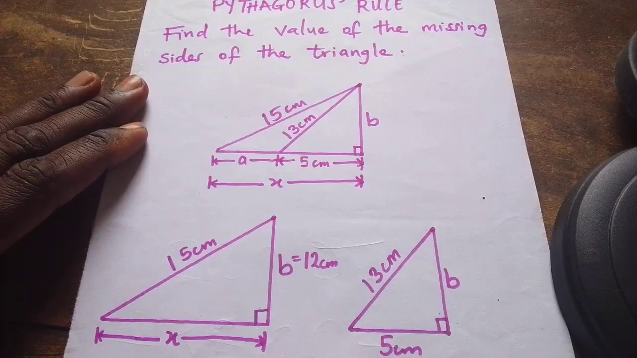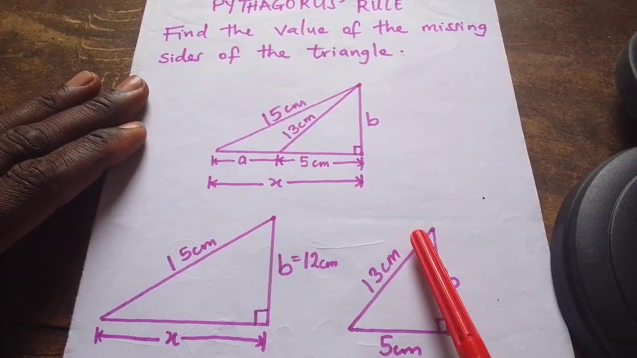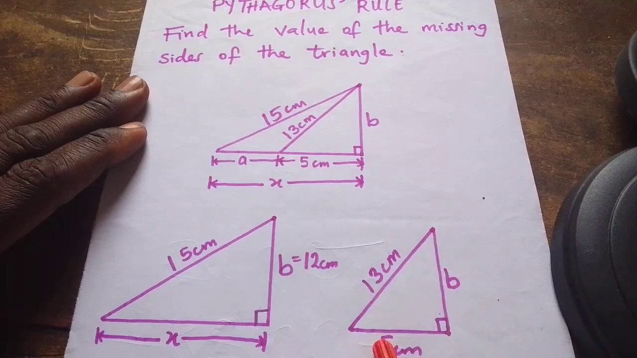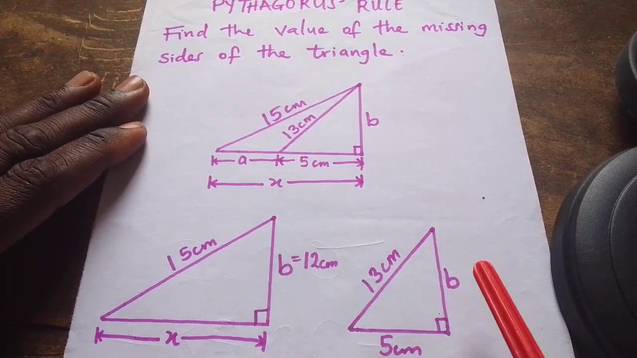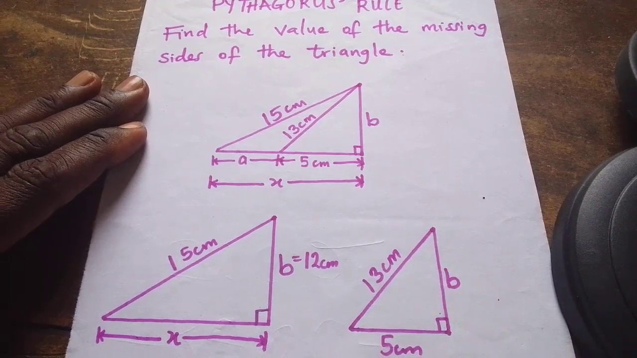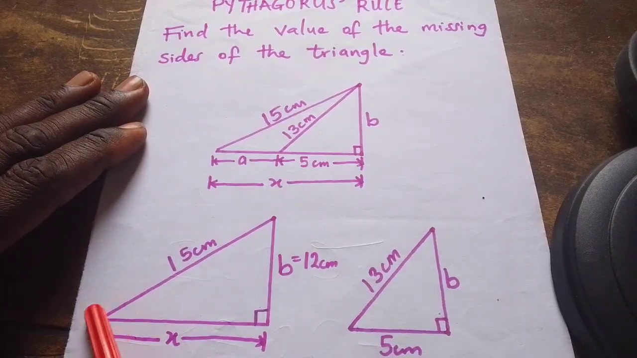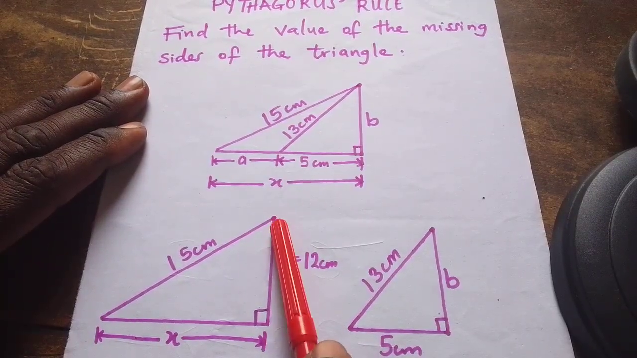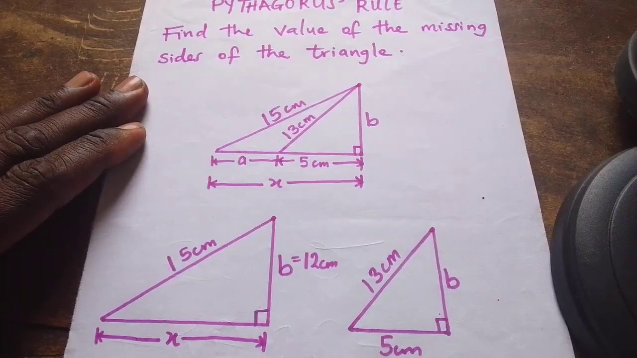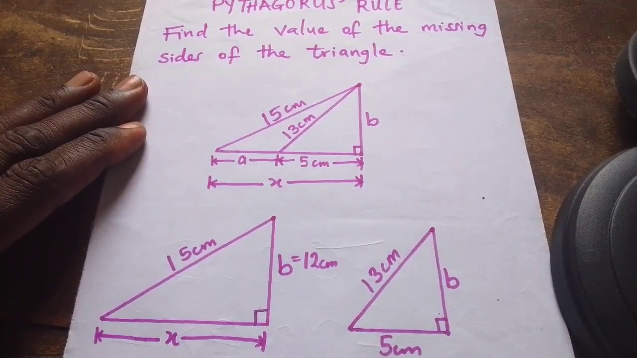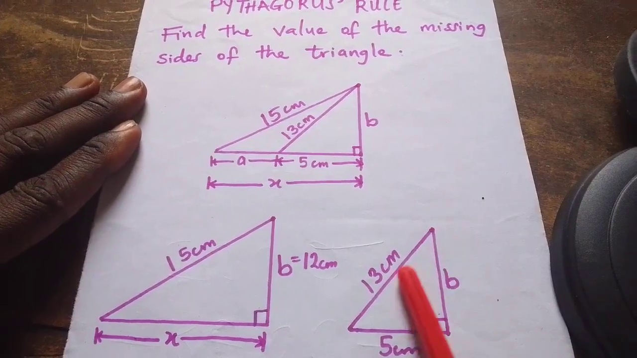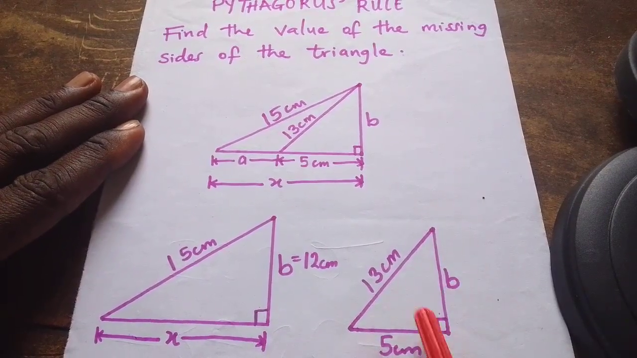Now look at this. In this small right angle triangle we are given two of the sides. We don't know this, so we can easily look for this one. But in this big right angle triangle we are given only one of the sides. We don't know this side and this side. So it means that in mathematics you can only look for one unknown at a time. So the first one we have to consider is this small right angle triangle.